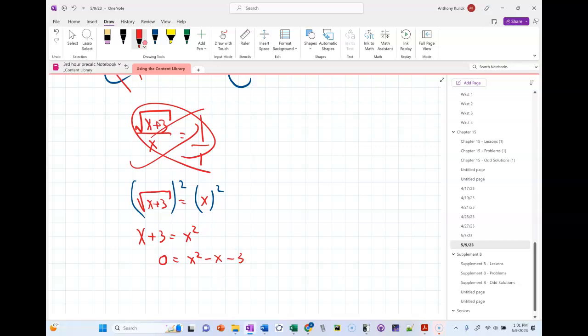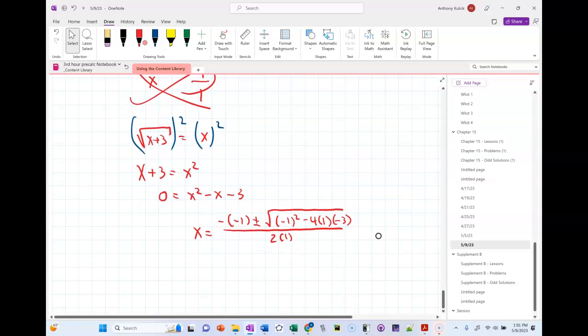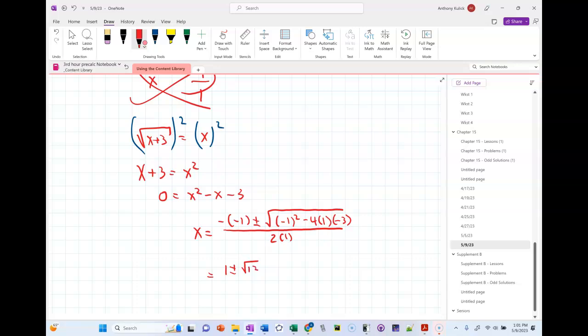To solve this quadratic, I could either use factoring or the quadratic formula. I might be tempted to try to factor this because the leading coefficient is 1. However, I don't see two things that multiply to give me -3 and add to give me -1. So I'm stuck using the quadratic formula here, and that's okay. That can happen. Okay. So when I simplify this thing down, I get 1 plus or minus square root 13 over 2.